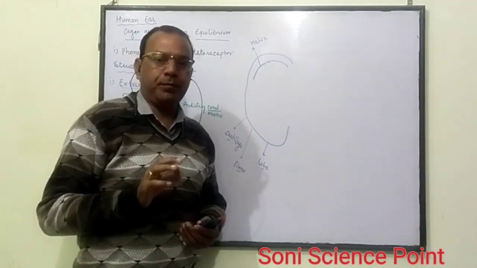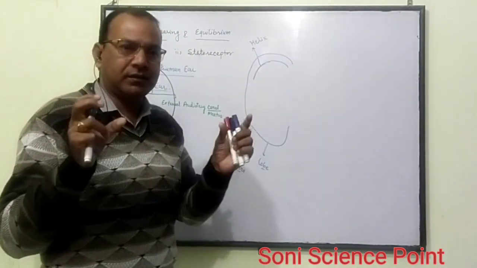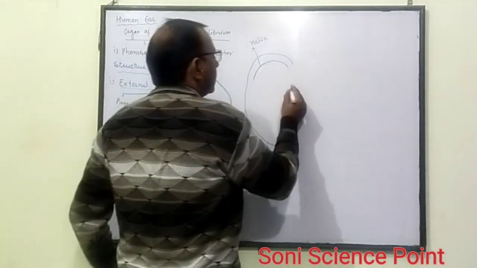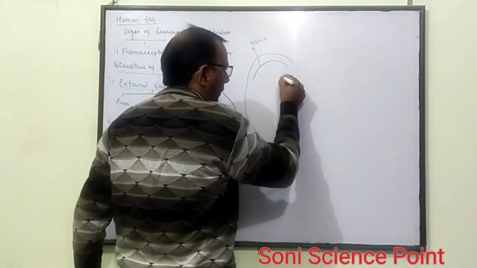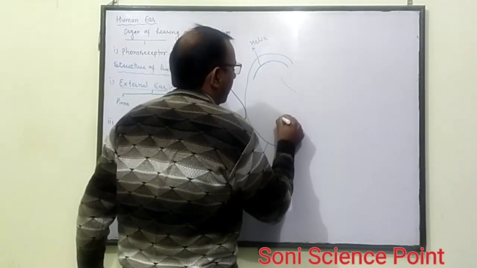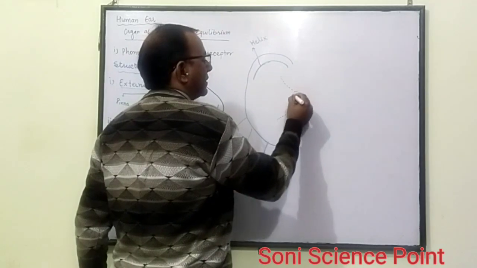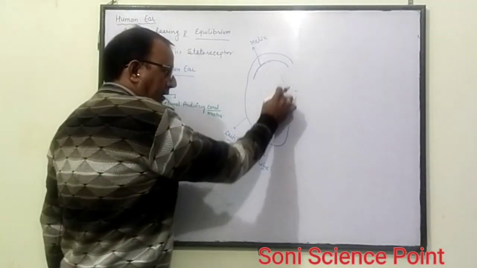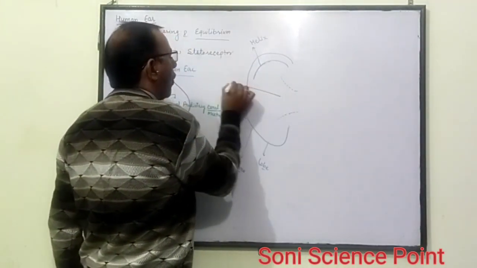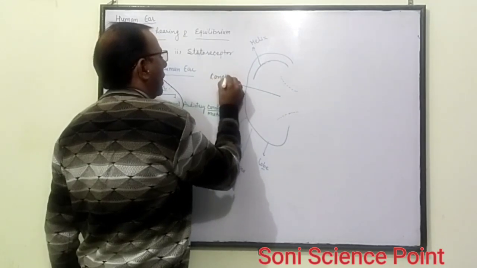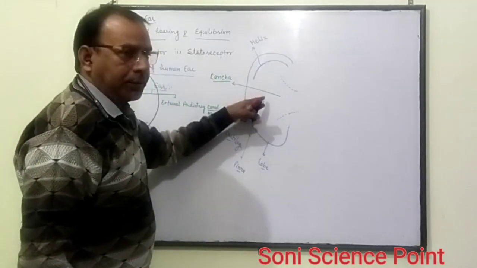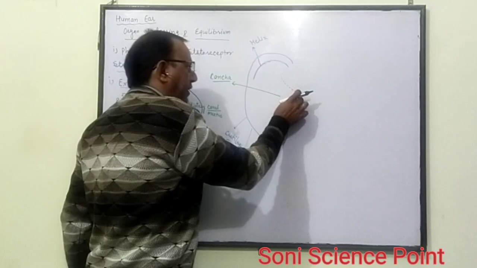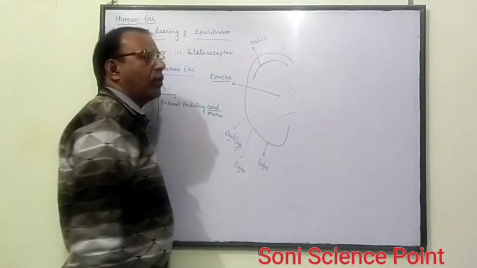What is the role of the pinna? The role of the pinna is to collect sound waves from different directions and send them to the inner part. Just on the inner side, there is a funnel-like structure which opens into the auditory canal. This opening part is called the concha. The opening part of the auditory canal, the funnel-like structure, is called the concha.